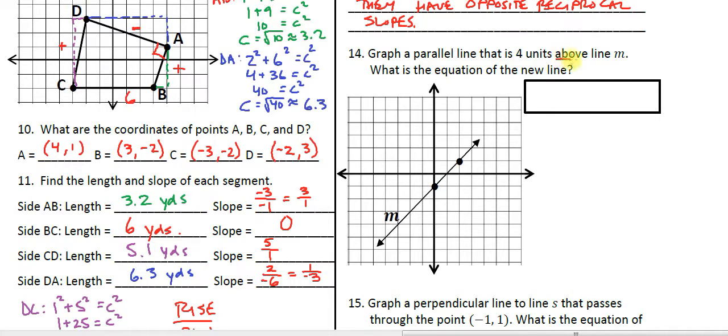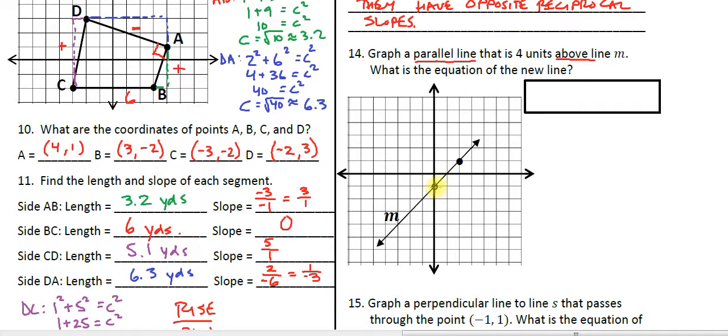So above, I'm going up above line M. And what is the equation of the new line? So we're doing a parallel line, which tells us right away, class, that our slope is going to be the same. Well, for this one, usually what I like to do is plot my points right now. If the parallel line is 4 units above line M, and the slope is the same, that means I can pick a point on line M.